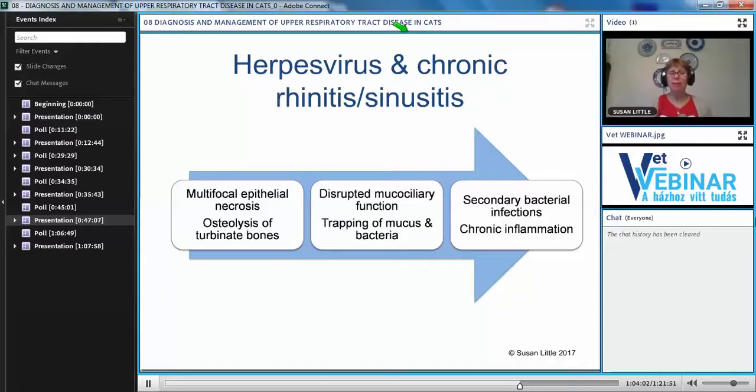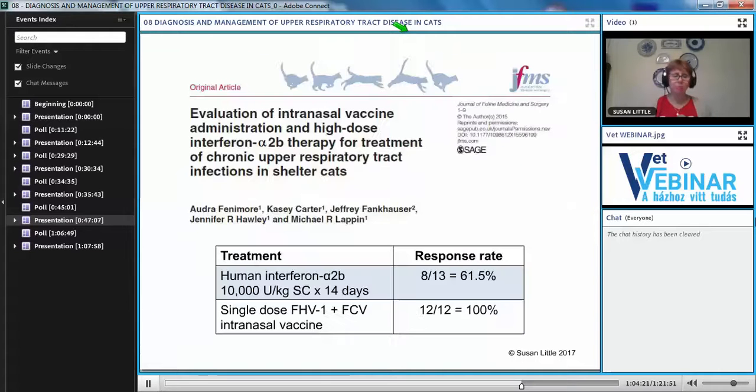Very typically, these cats have had changes in their turbinate bones from herpes virus infection, and now we're stuck with these chronic inflammatory responses and this chronic bacterial infection. So that's an example of where we might use famciclovir long-term in those cats.